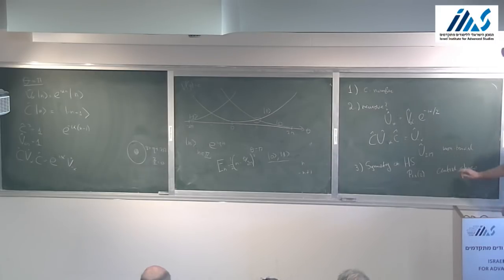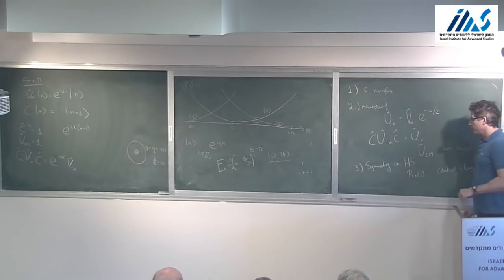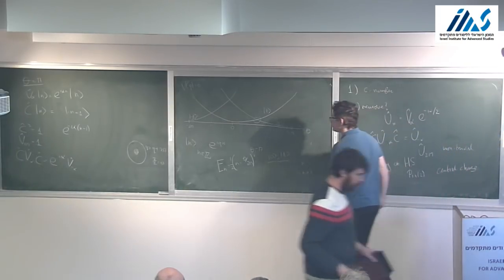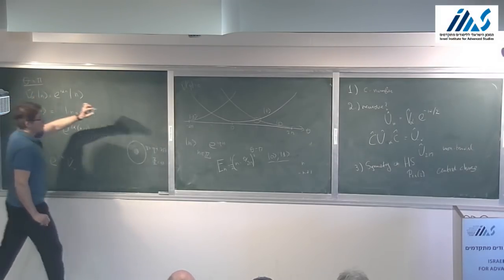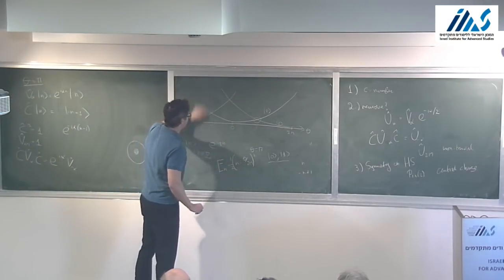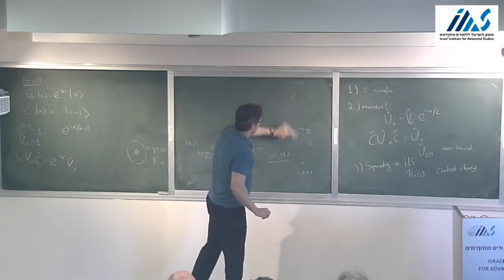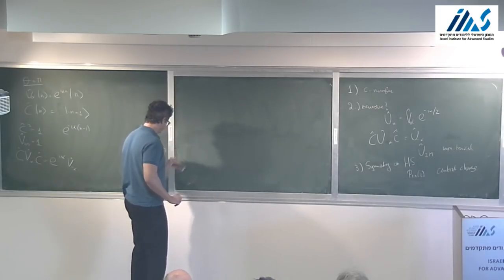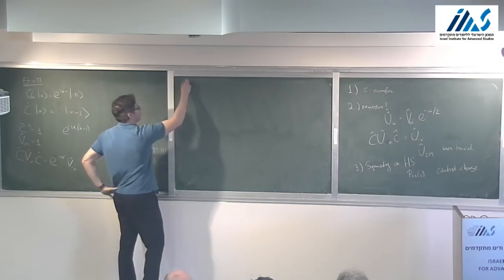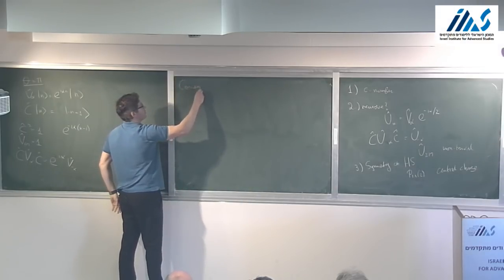Now, this has far-reaching consequences for the interacting model that I'm going to explain now. So I would like to explain now the consequences for an interacting model. So now we'll study the consequences of the central extensions.